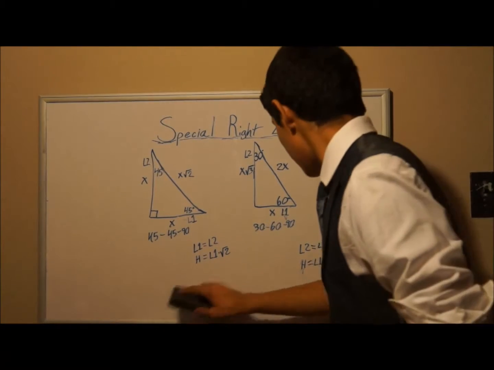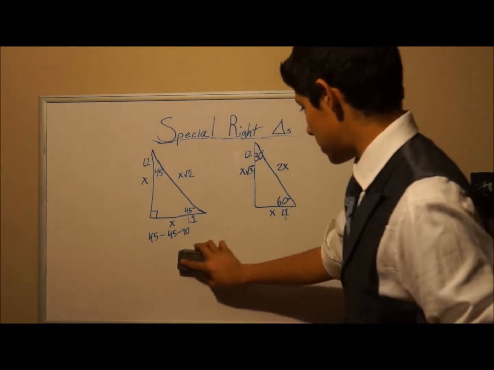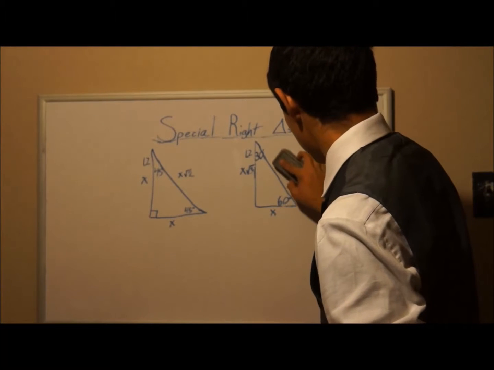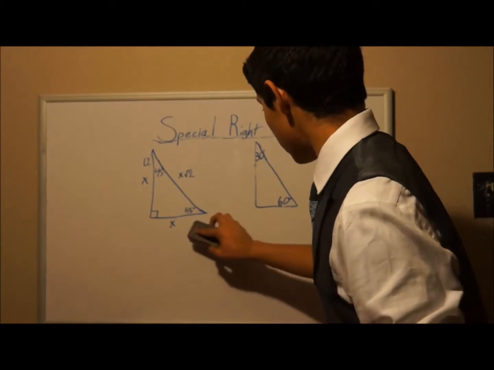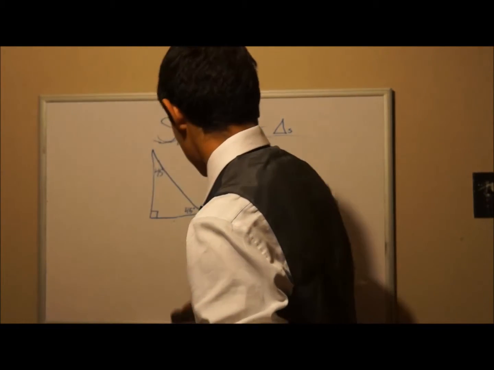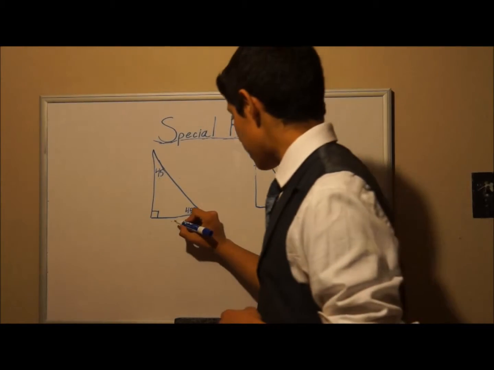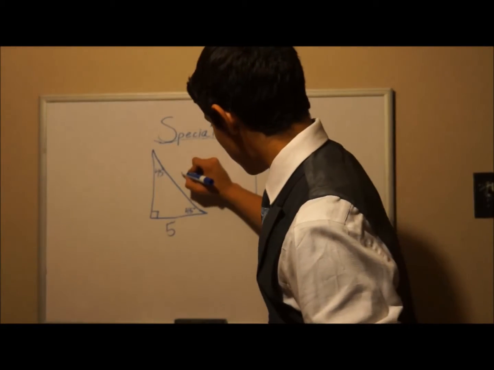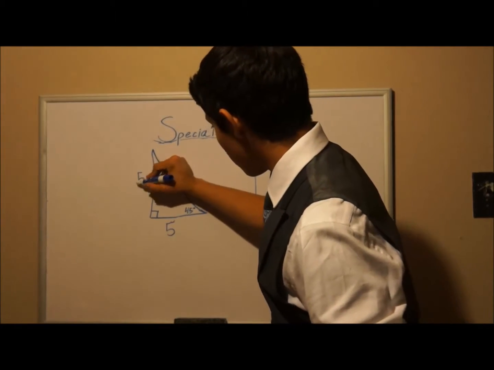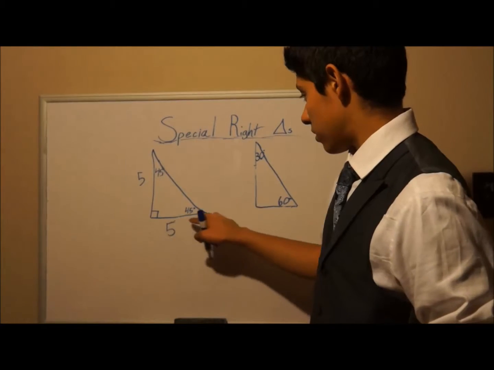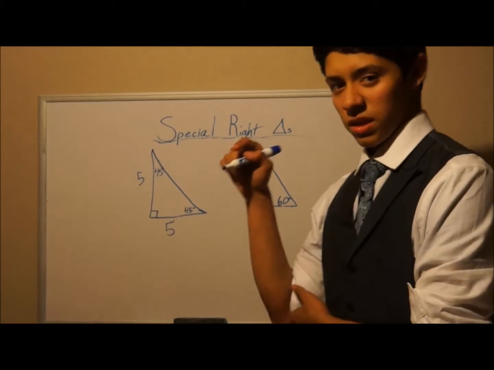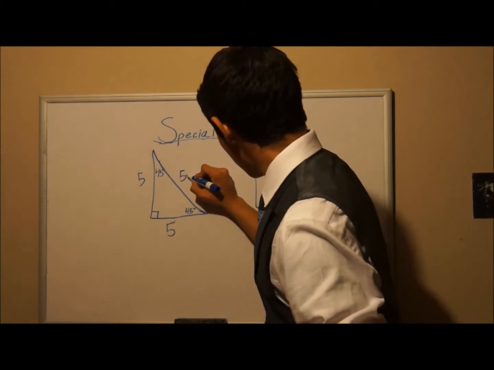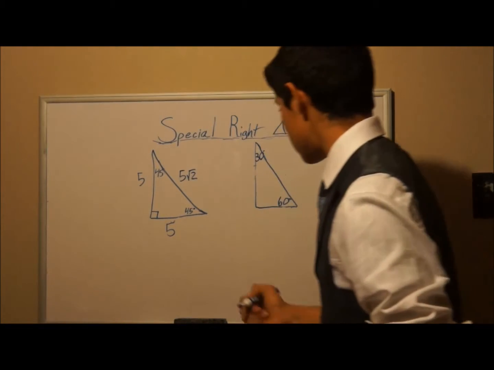Okay, knowing this, let's put some numbers in there. So, let's say this is 5. Based on what I just said, this will also be 5, because leg 1, leg 2, they will always be the same. And the hypotenuse will be 5 square root 2.